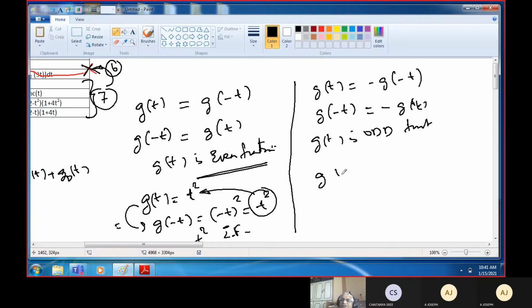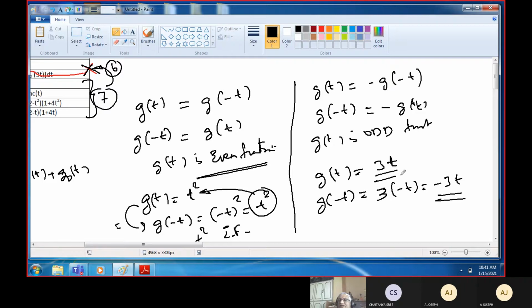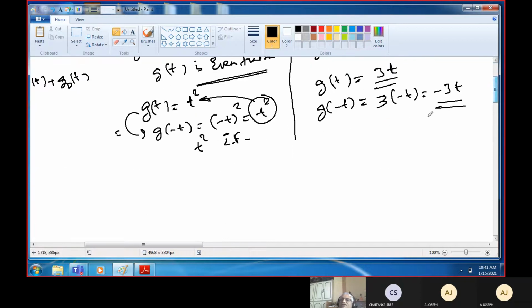One example of this is g of t equal to something like 3t. What happens if I replace t with minus t? I will get 3 of minus t, which is equal to minus 3t. You can see here, this is 3t, this is the negative of 3t. So these two are related with a negative sign. So we call g of t an odd function.